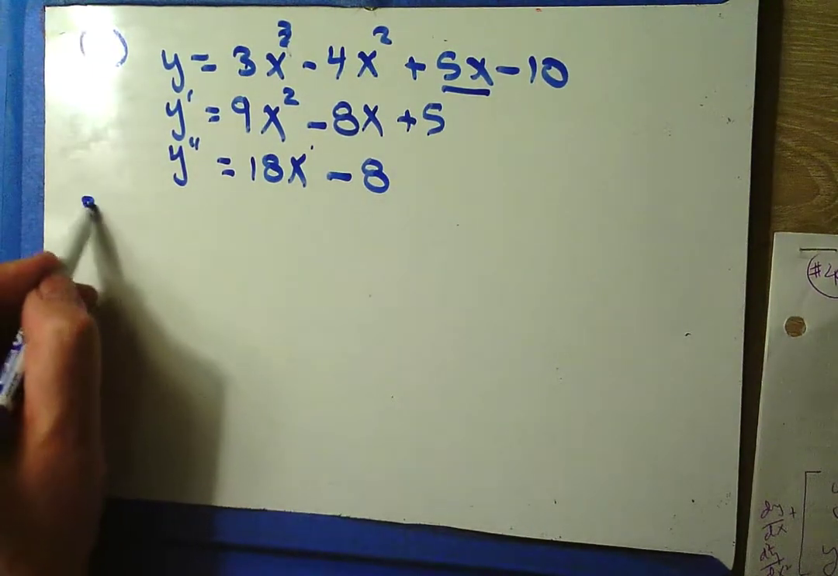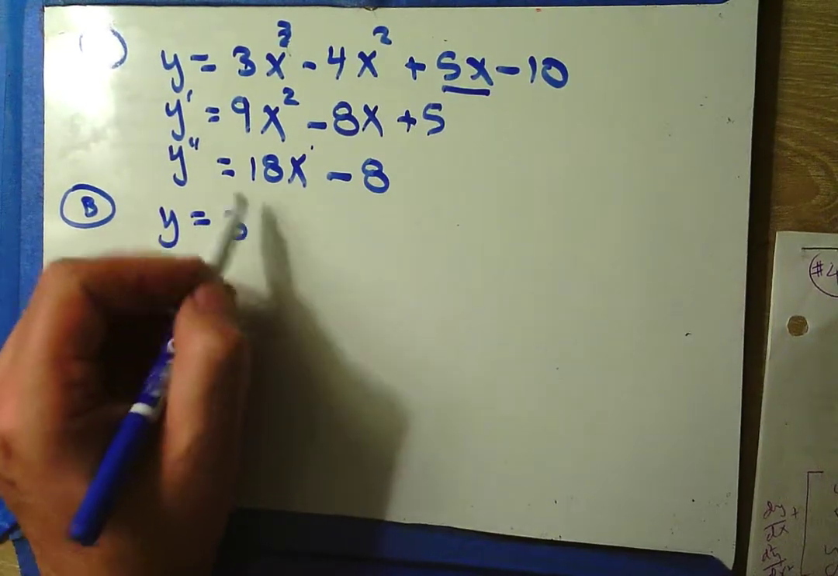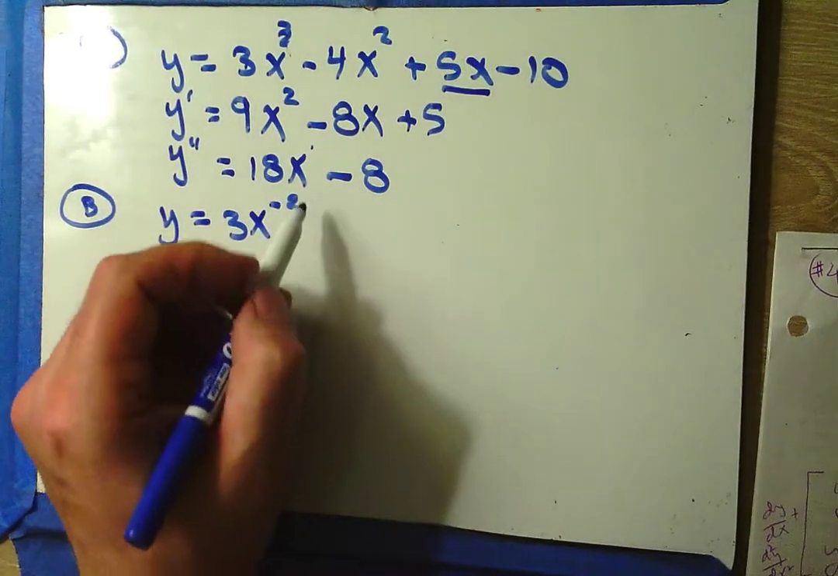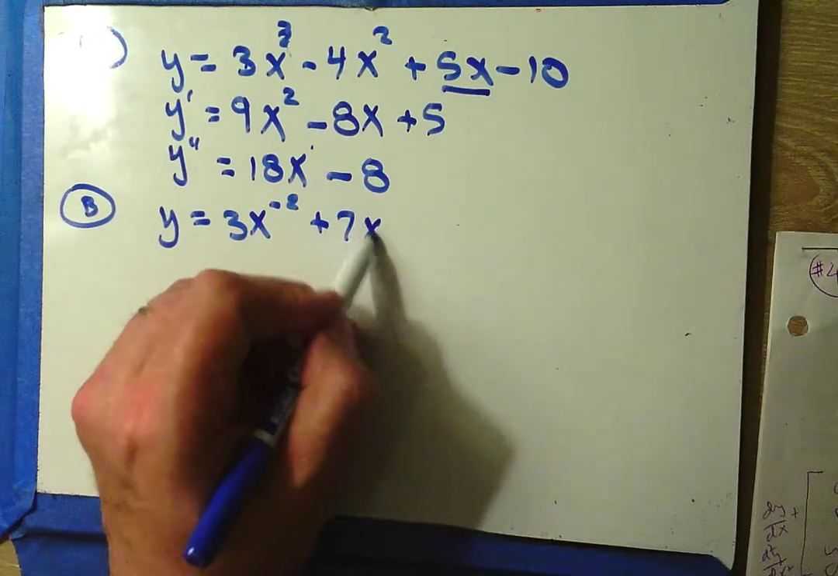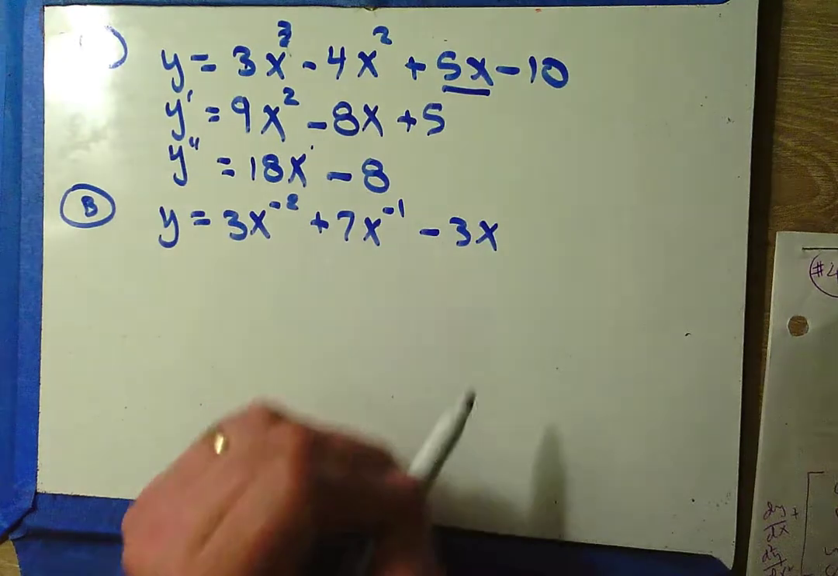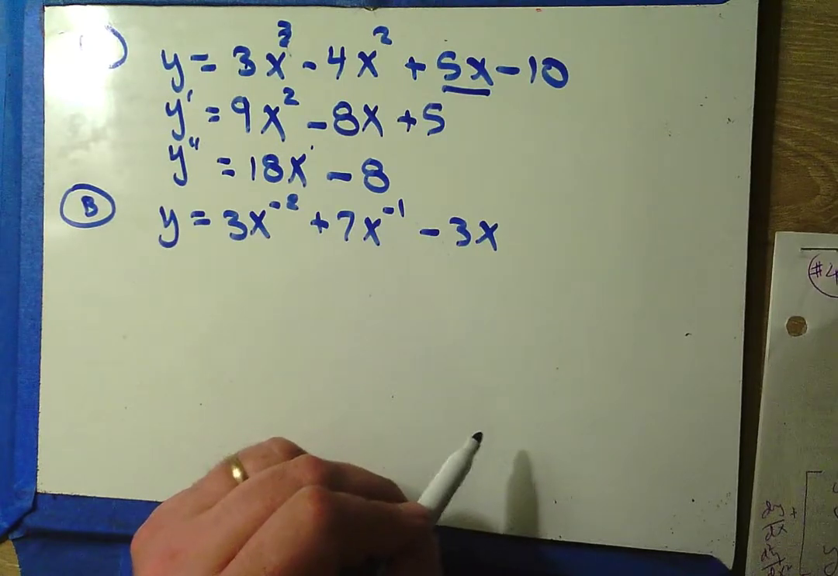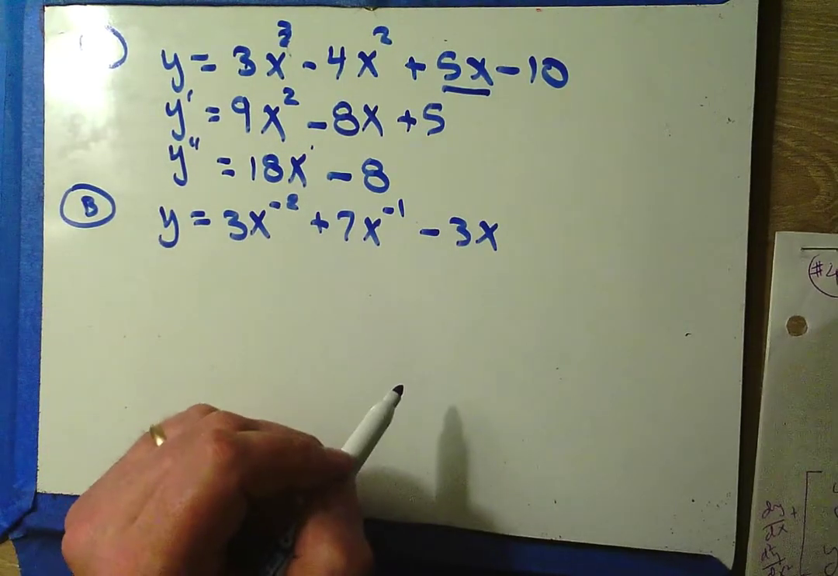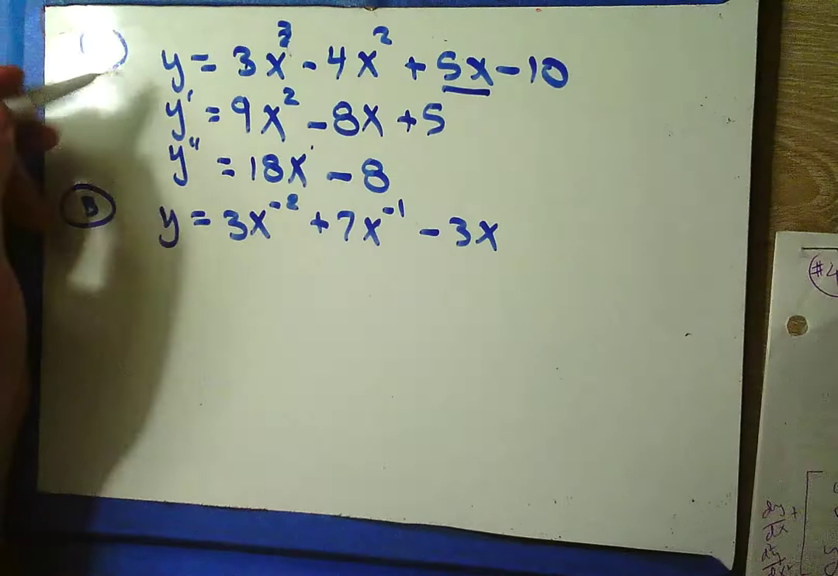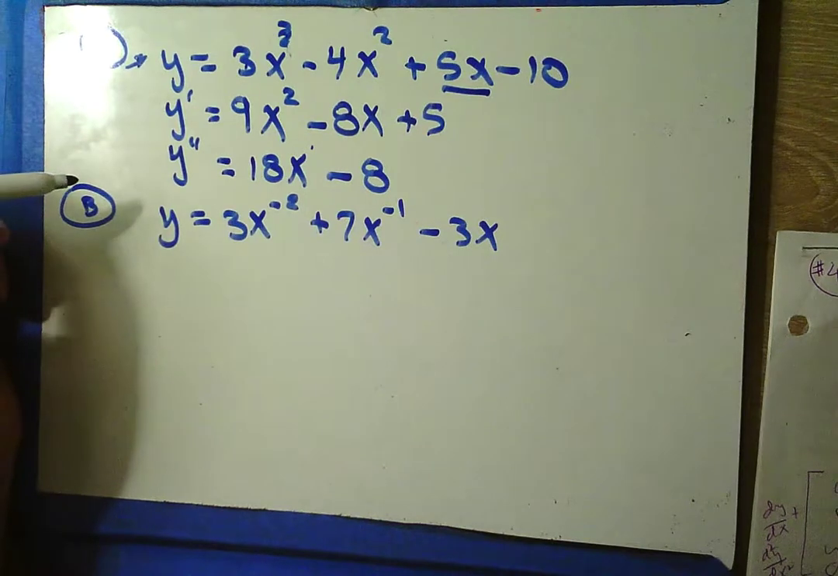Okay, B. How about y equals 3x to the minus 2 plus 7x to the minus 1 minus 3x. Okay, so what are we going to do here? Well, give it a try. It's not very dissimilar from the last problem we did. Don't forget to pause the video.